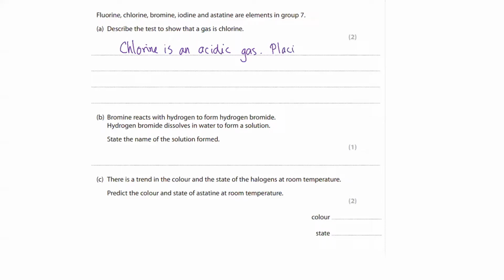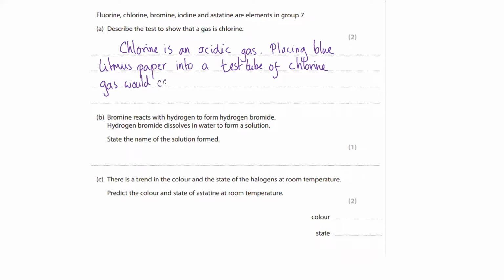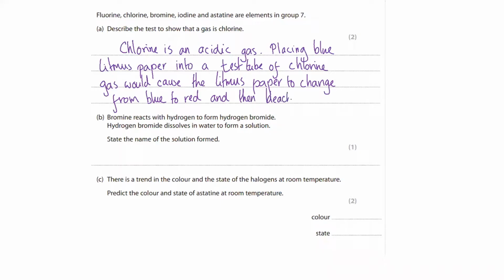So placing blue litmus paper into a test tube or boiling tube of chlorine gas would cause the litmus paper to change from blue to red and then bleach to white. Chlorine bleaches things, quite a dangerous chemical.